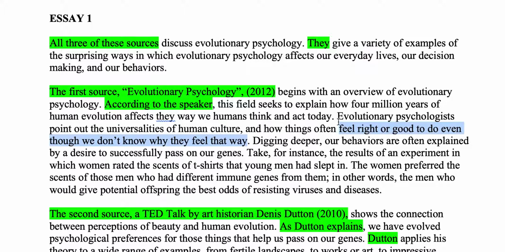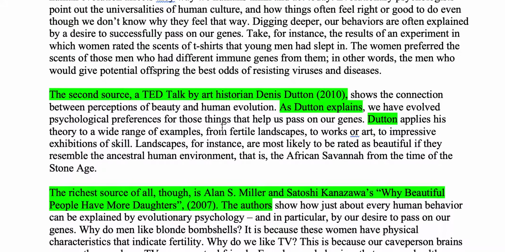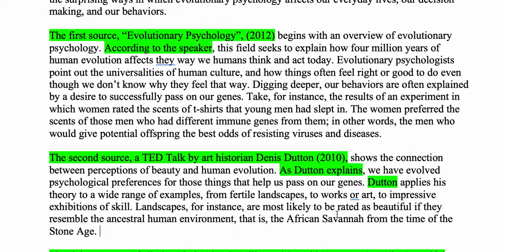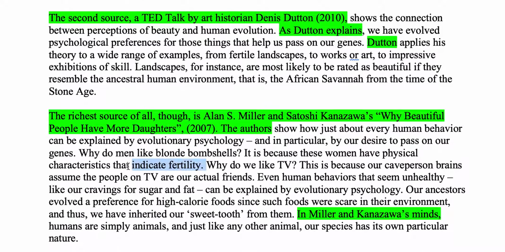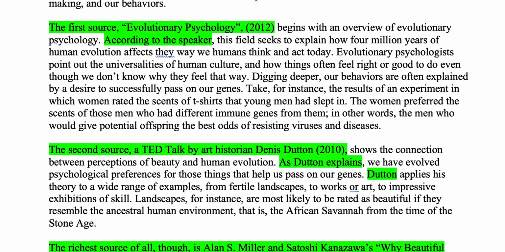Like, take a look at this sentence here, which is attributed to the evolutionary psychology video. Things often feel right or good to do, even though we don't know why we feel that way. Well, but Dennis Dutton says that too, and so do these authors, right? That's an idea that weaves all these ideas together. Some of these particular things, like, okay, well, we like characteristics that indicate fertility. Miller and Kanazawa would say that, but you know what? So do these sources as well.